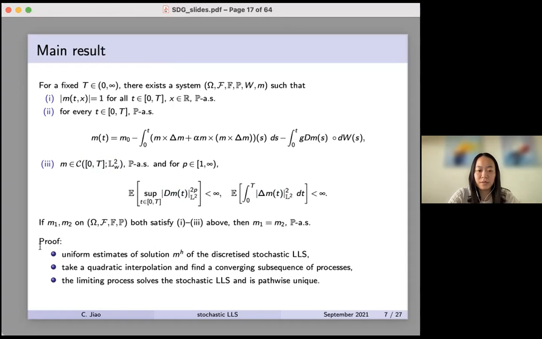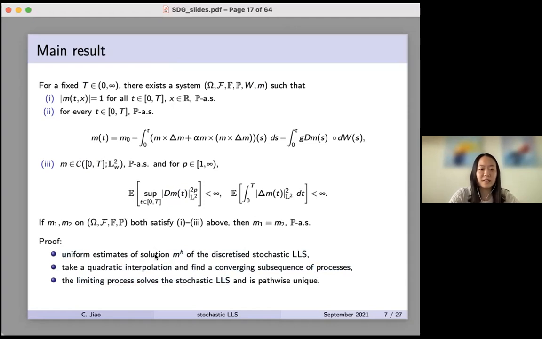To outline the steps of the proof here, we will follow the lattice approximation scheme in Merhe's paper to first discretize the stochastic LLS. Then we show that the discretized equation has a unique solution M^h, which satisfies some nice uniform estimates in a similar form to the regularity results. Then to go from the discrete to the continuous model, we take a suitable interpolation, in this case a quadratic one. Then we use Skorokhod's theorem to find a converging subsequence of processes. The final step is to show that the limit process solves the stochastic LLS equation and is pathwise unique.